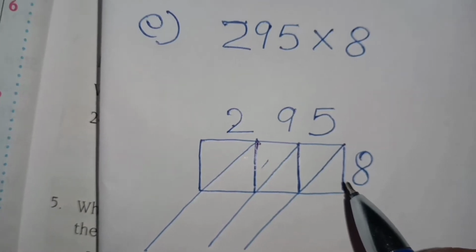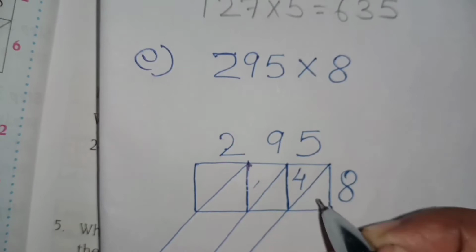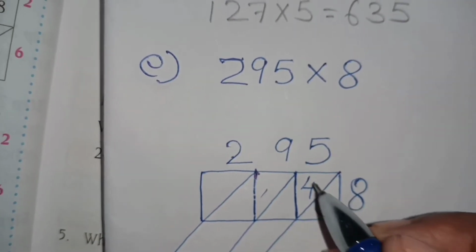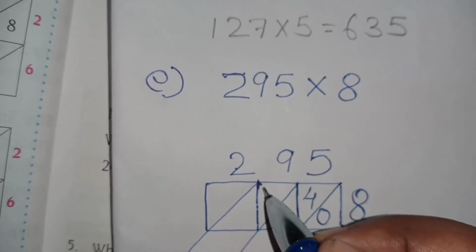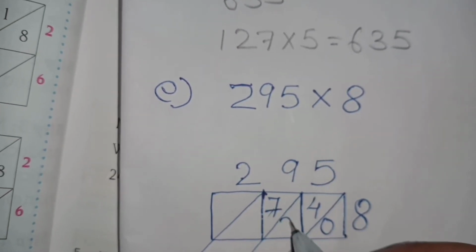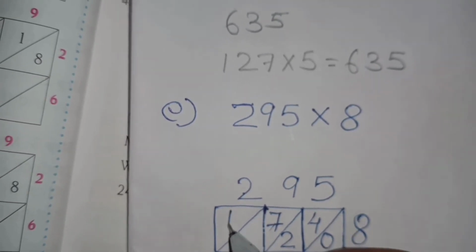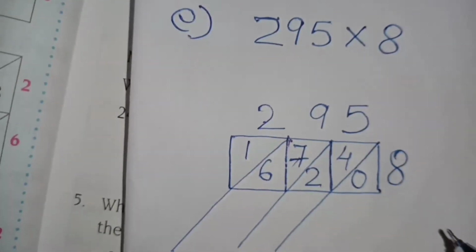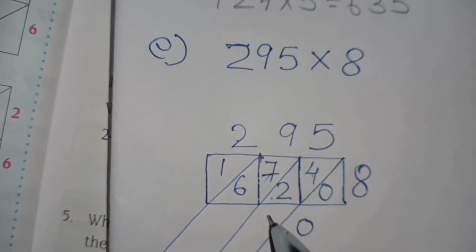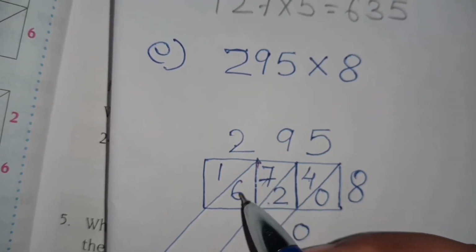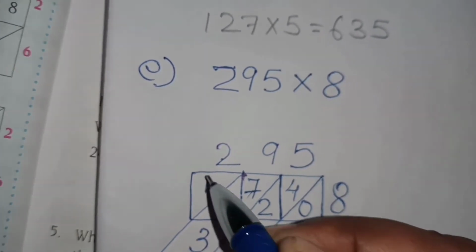8 5s are 40, so 4 will be here, 0 will be here. 8 9s are how much? 8 9s are 72, so 7 we will write here, 2 we will write here. Now 8 2s are 16. Now let's add. This one is 0. 4 plus 2 is how much? 6. 7 plus 6 is how much? 7 plus 6 is 13. So we will write here 3, and 1 I will give as carry.